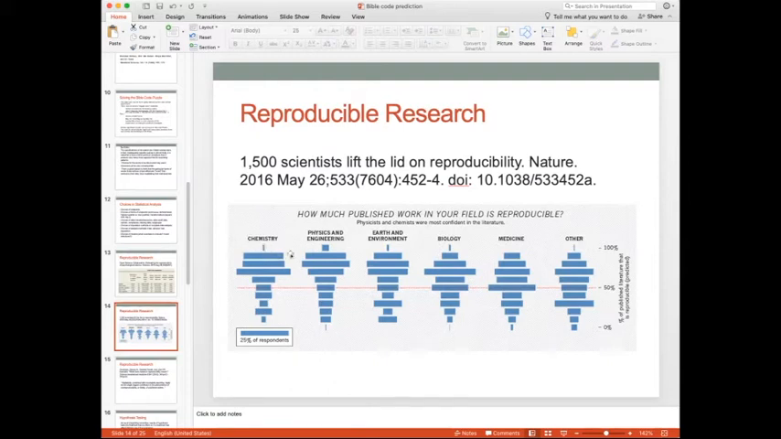In chemistry, physics and engineering, the reproducibility that people think is pretty high, maybe like 80%. Earth and environmental science are more like a lower percentage. Biology is a little bit lower, and medicine is here, probably a little bit over 50%. And this is other fields. So it seems the problem is very prevalent, and everybody knows about it.